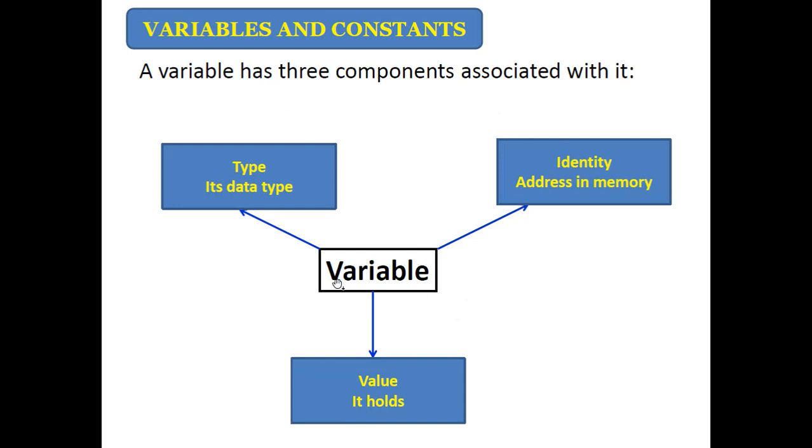Now a variable has three important components associated with it. One is data type, that is type, identity, address in memory, and the value it holds. Both this type and identity of a variable is entirely dependent on the type and address of the value it refers.